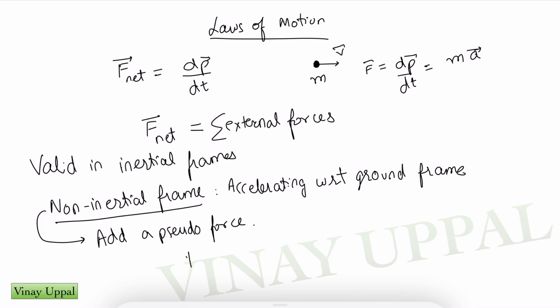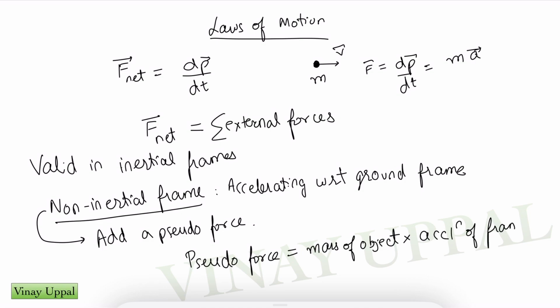So mathematically, what is pseudo force? Pseudo force is given by the mass of the object times the acceleration of the frame of reference in which you are observing the motion of the object. So acceleration of the non-inertial frame. And the direction, so let me just put a vector sign here, and there should be a negative sign here. So the pseudo force vector acts opposite to the acceleration of the frame of reference. So you just have to include this pseudo force in addition to the rest of the real forces in your FBD, and then you can proceed as usual when you're writing the force equation or when you're trying to apply Newton's laws of motion.